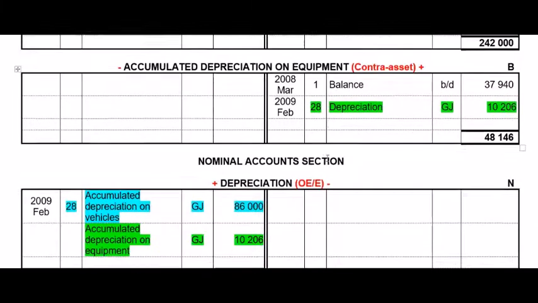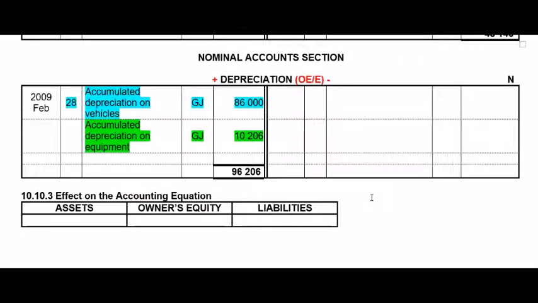Okay. And then lastly, the effect on the accounting equation of the depreciation, we'll use the total depreciation value. We will say our assets lost its value even though we didn't record it in the asset accounts, okay, but we recorded it in contra assets accounts, okay, which is negative assets. So our assets lost value of 96,206 Rand, and then our owner's equity also lost value of 96,206 Rand because depreciation is an expense, and expenses always decrease owner's equity. Nothing happened to our liabilities.